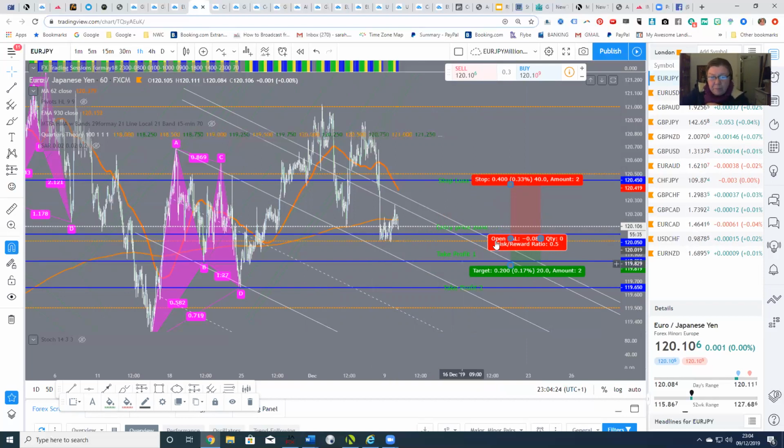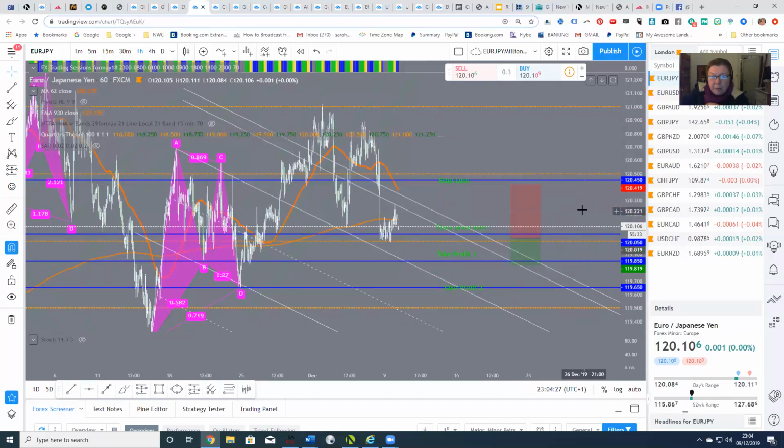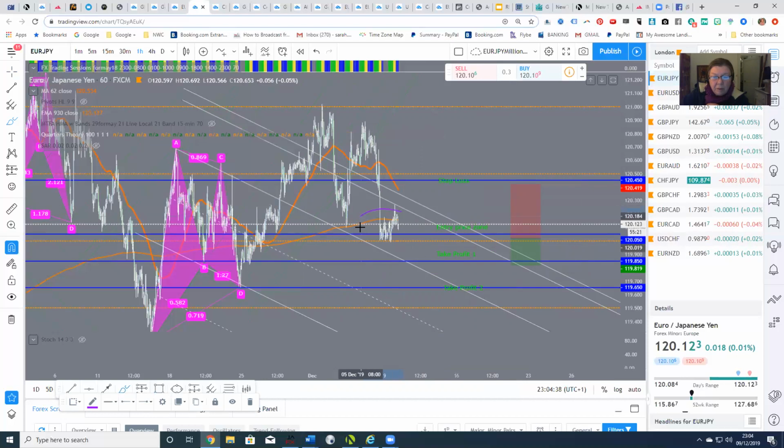So now I'm on the hourly, and you can see that price at the moment is in John's entry zone here. This is where price is at the moment.